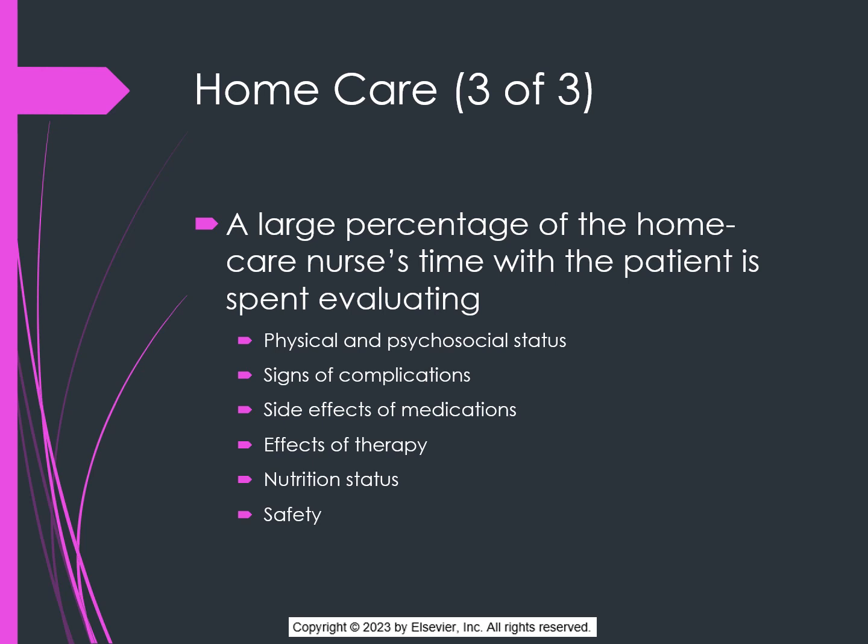A large percentage of the home care nurse's time with the patient is spent evaluating physical and psychosocial status, signs of complications, side effects of medications, and effects of therapy. Each visit will include a physical assessment of the identified problems and of nutritional, home safety, elimination, skin, and psychosocial status. The patient and family can contact the agency or you at any time, and these phone calls are encouraged.